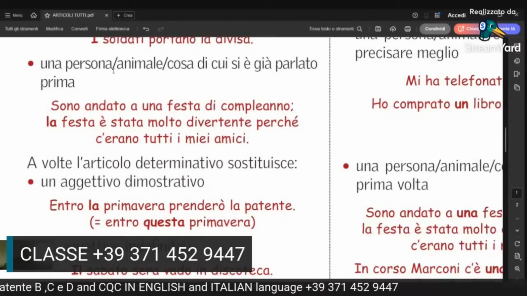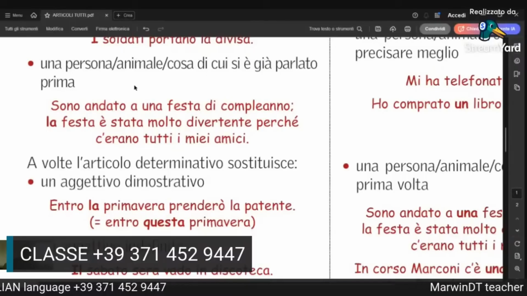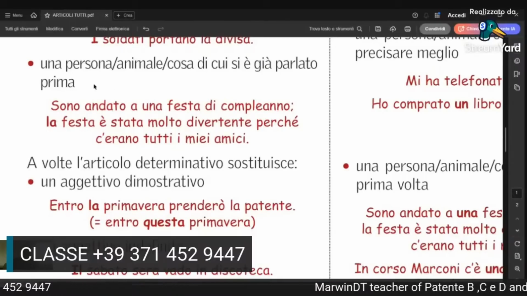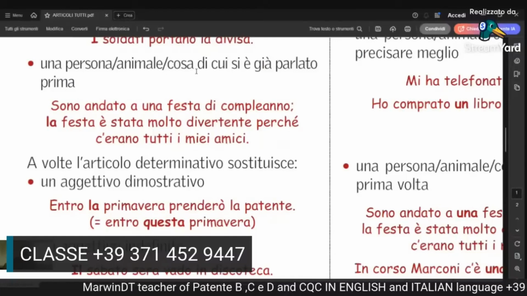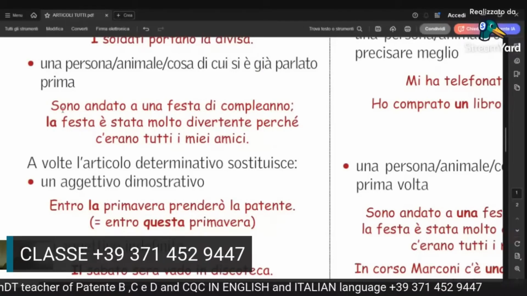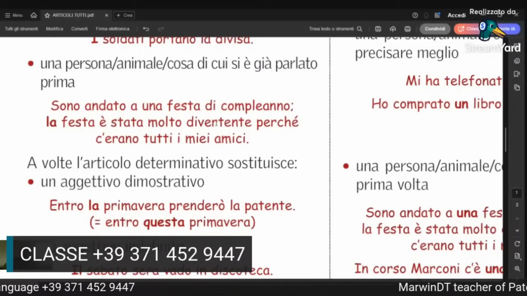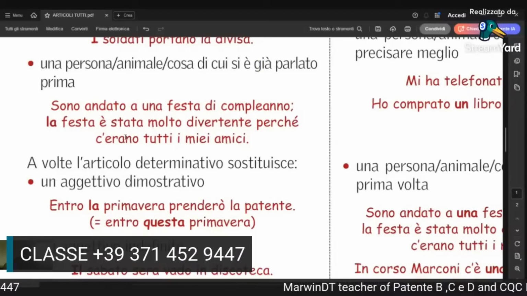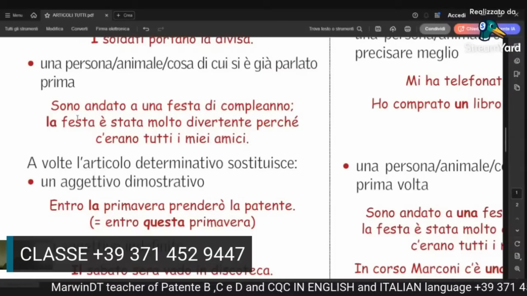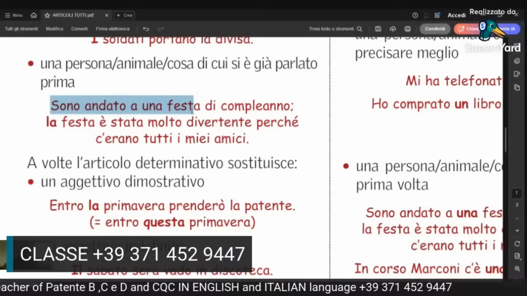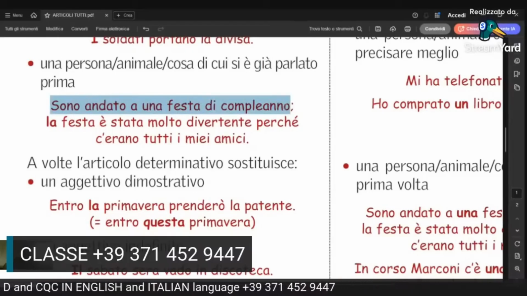Una persona, animale, cosa di cui si è già parlato prima. Again, the article is also being used to indicate a person, animal, or something that we have already spoken about. Example: sono andato a una festa di compleanno. La festa è stata molto divertente perché c'erano tutti i miei amici. Meaning, I went to a party, which is a birthday party, compleanno.